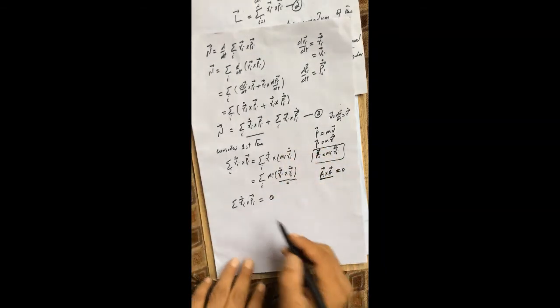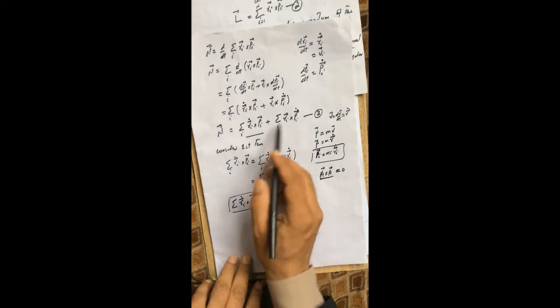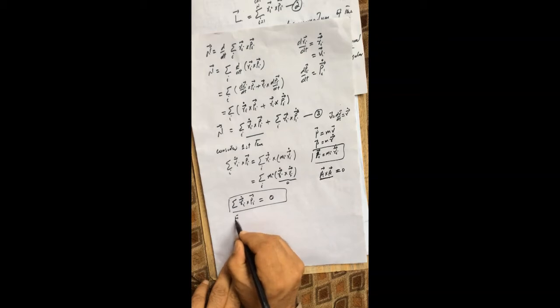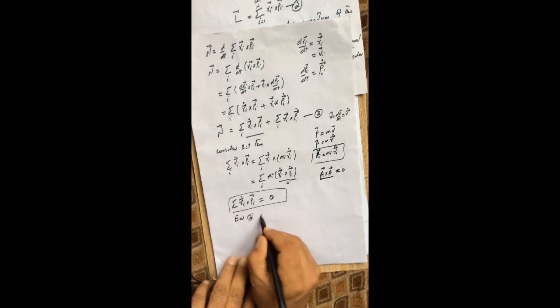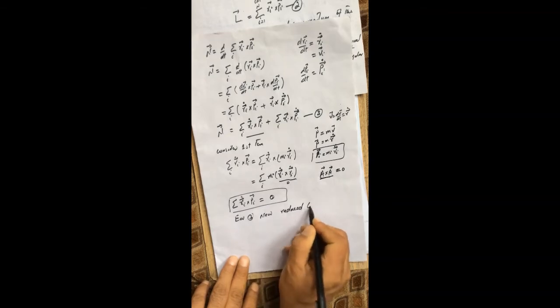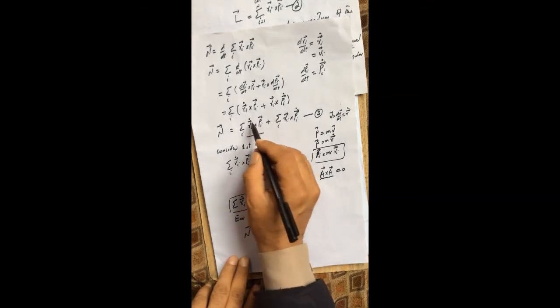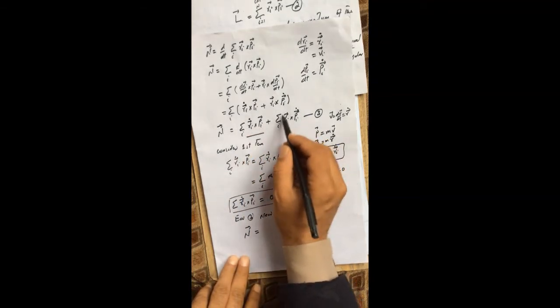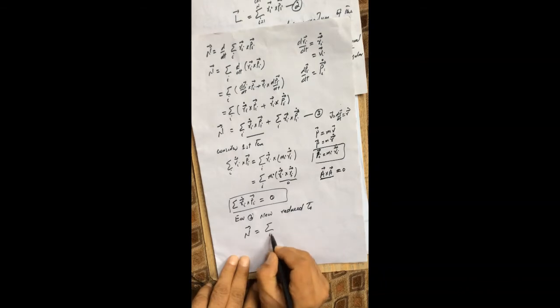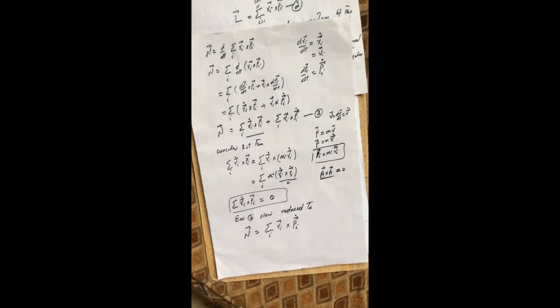It means that if this is equal to 0, then my equation number 3 will now reduce to N, the torque, which is equal to, this term is now 0, so I am left with only this term, which is sum over i of r_i cross p_i dot.